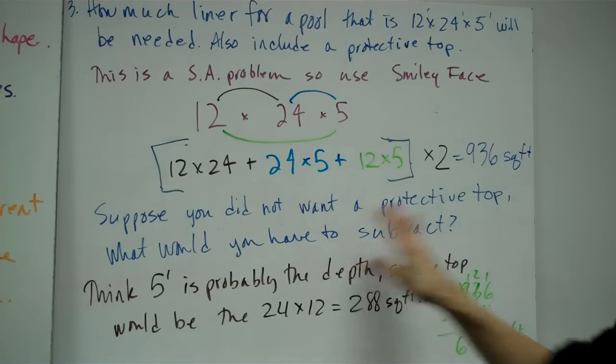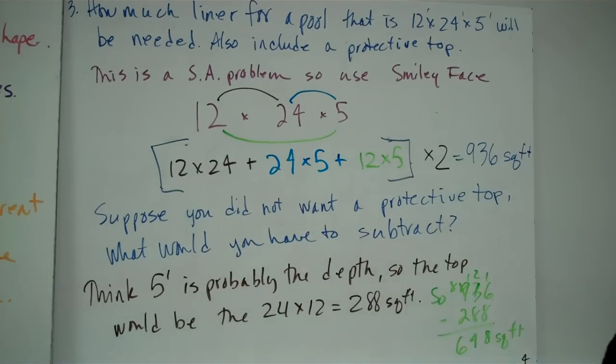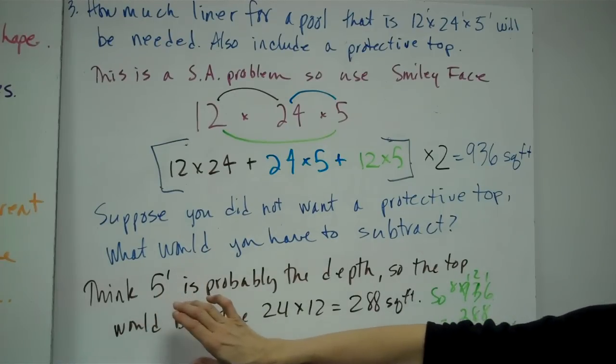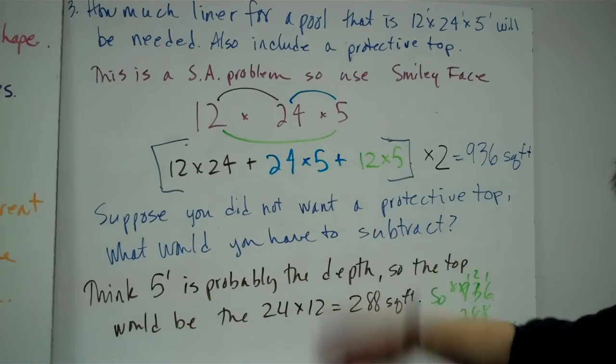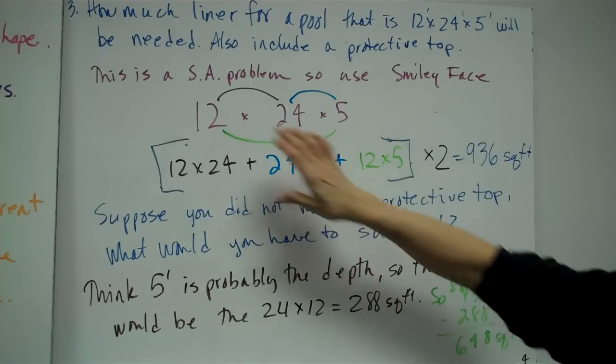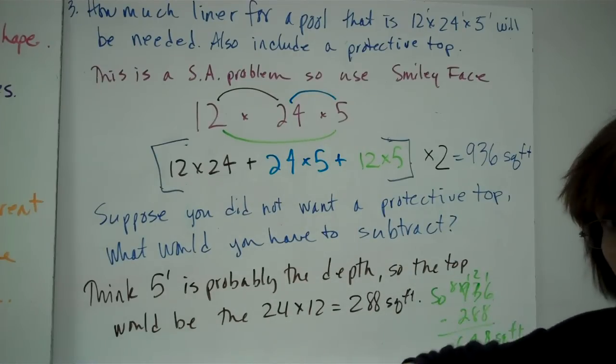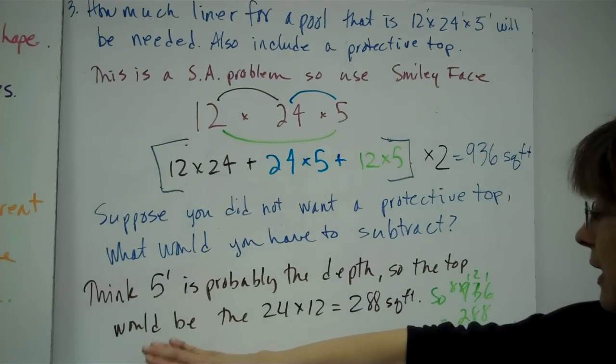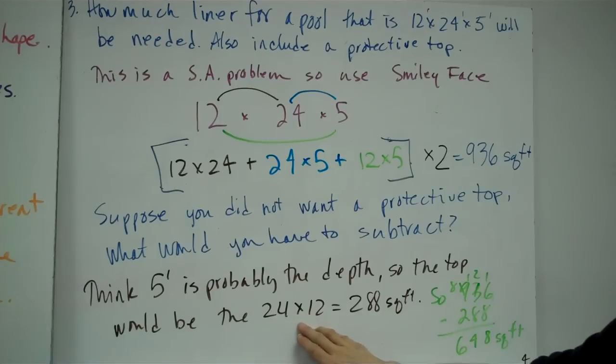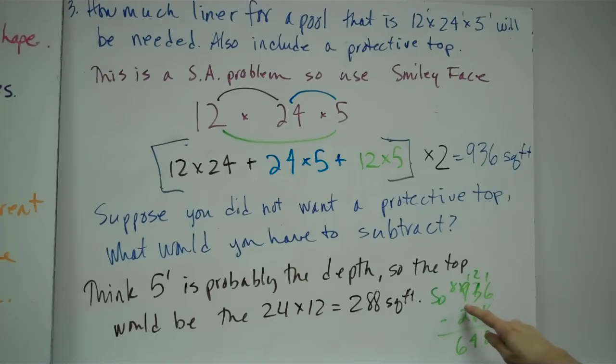Okay, now suppose you did not want the protective top. What would you have to subtract out? We'd have to figure it out. In my mind, I'm thinking 5 feet is probably the height of the pool, probably the depth of it. So the top would have to be the 12 times the 24. I just would have to get rid of one of them because I do want a bottom liner on my pool, I guess. So that would be the 12 times 24, which is 288 square feet. So I would subtract that out, 936 minus the 288, and all the liner, just for the actual pool part, would be 648 square feet.